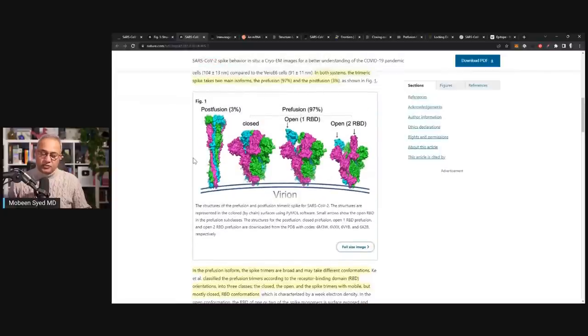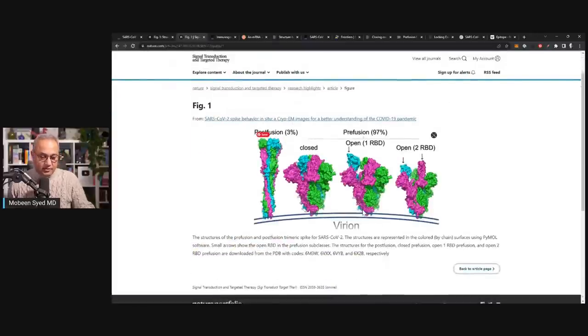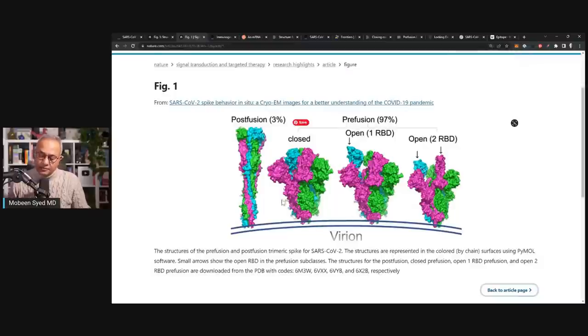Then let's go to this one. This also is a very decent diagram. Here, now we are coming close towards the vaccines. In this diagram, these little stubby spikes are all called pre-fusion state spikes. Pre-fusion state means it is not fused with ACE2 yet. In the pre-fusion state, a spike can be in a closed state or an open state. And if it is in the open state, it may be one RBD open or two RBDs open.